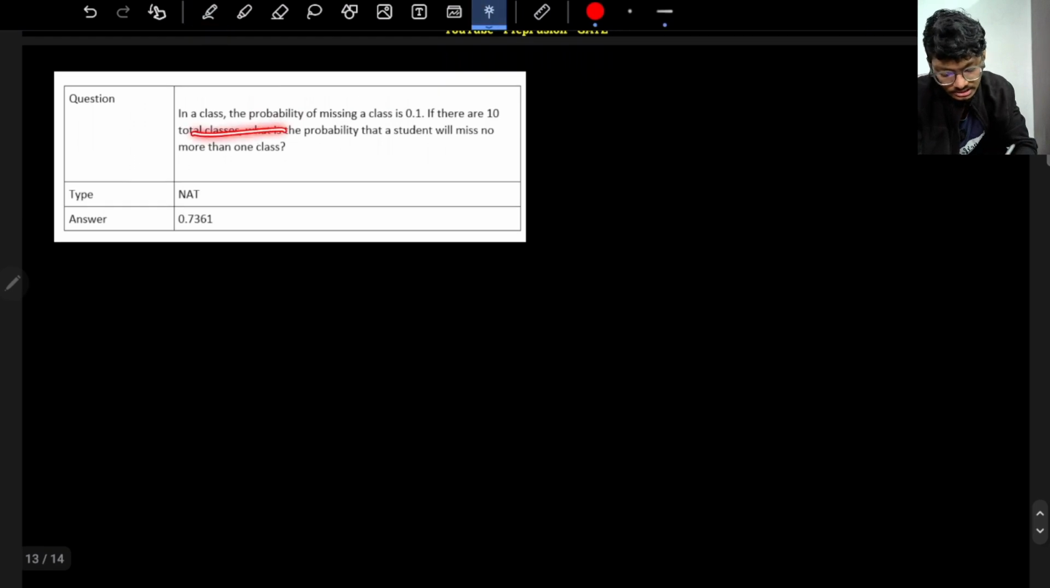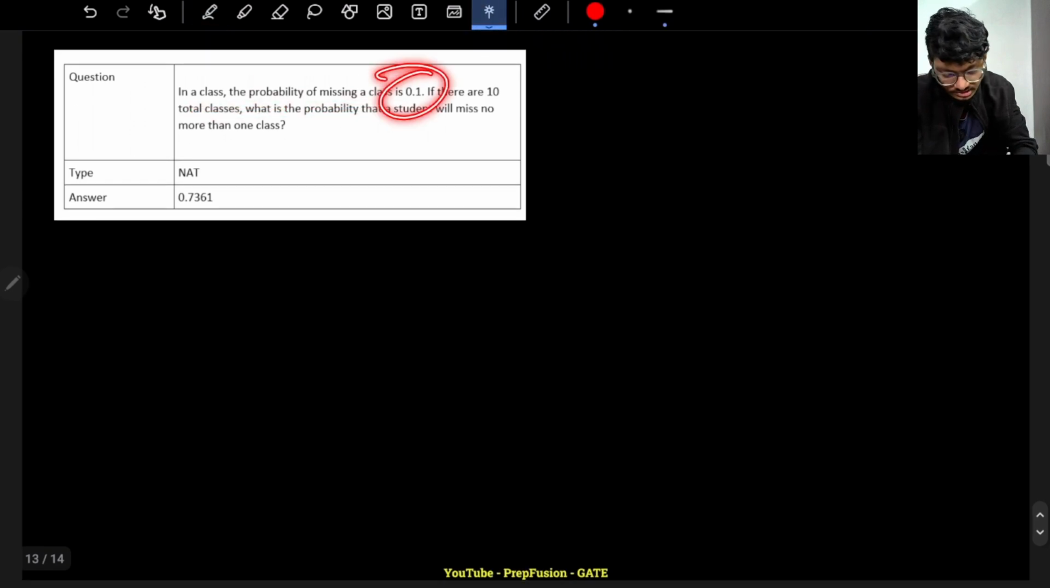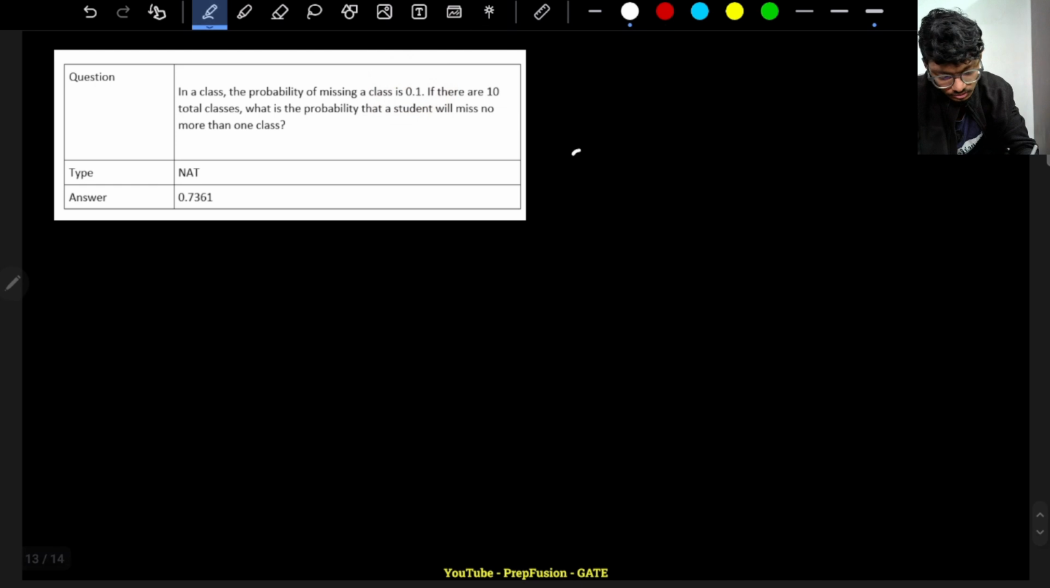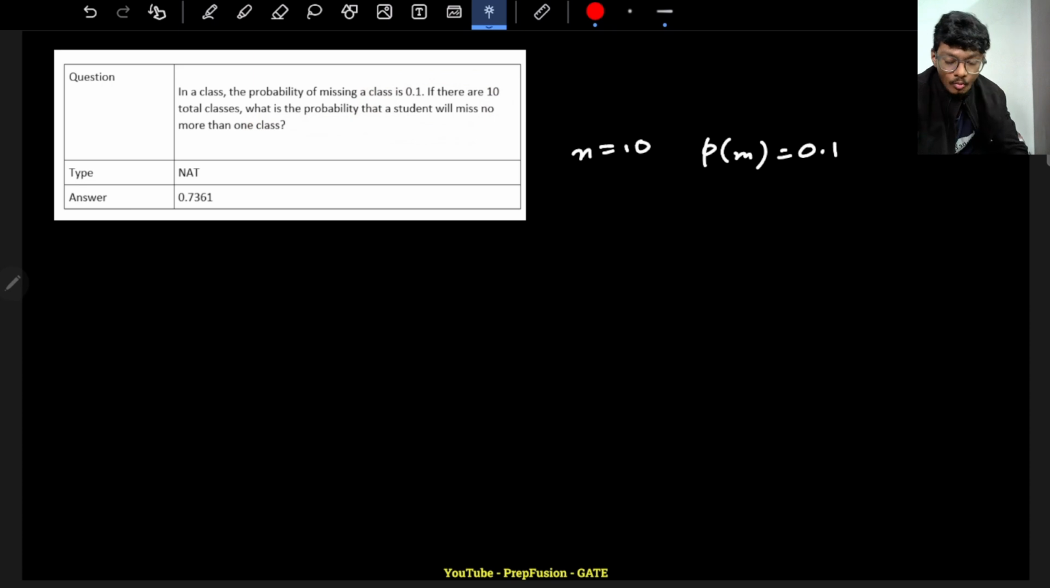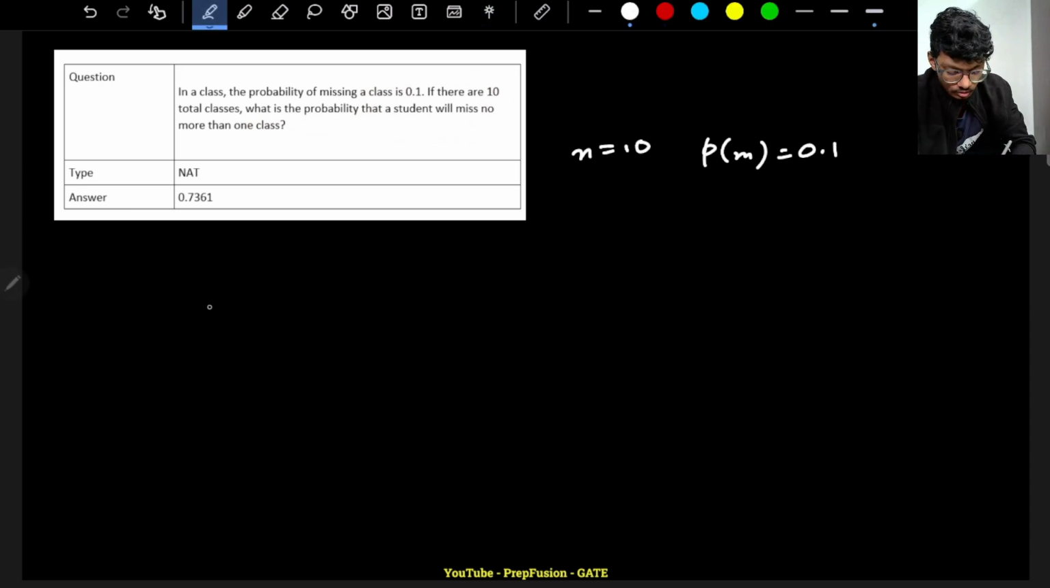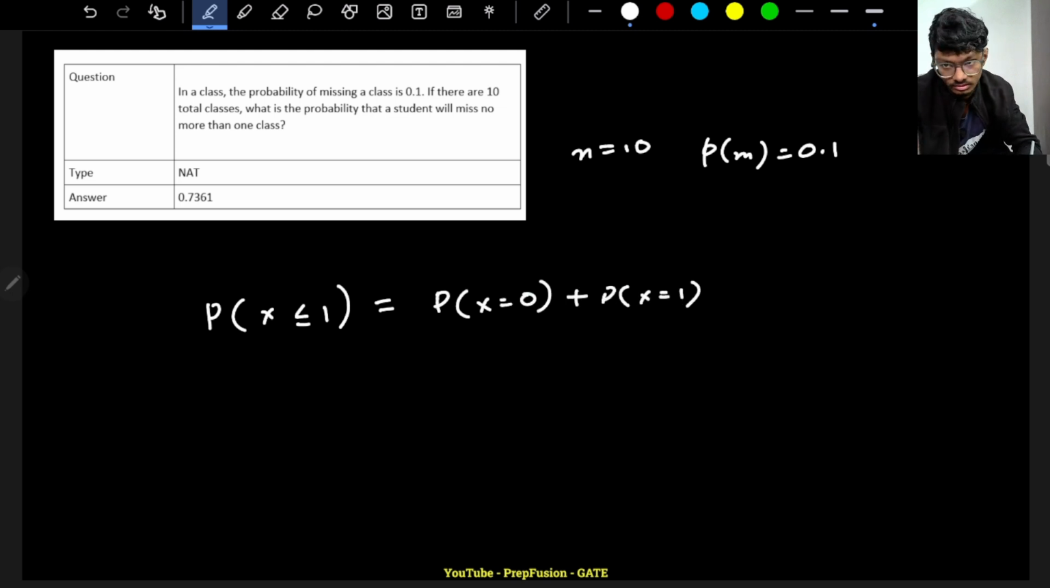Next question: in a class, the probability of missing a class is 0.1 if there are 10 classes in total. So there are 10 classes in total and the probability of missing a class is 0.1. What is the probability that a student will miss no more than 1 class? Maximum it can miss 1 class. So this will be simply the probability if it missed none of the classes, or it missed one of the classes. This will be the answer, right?